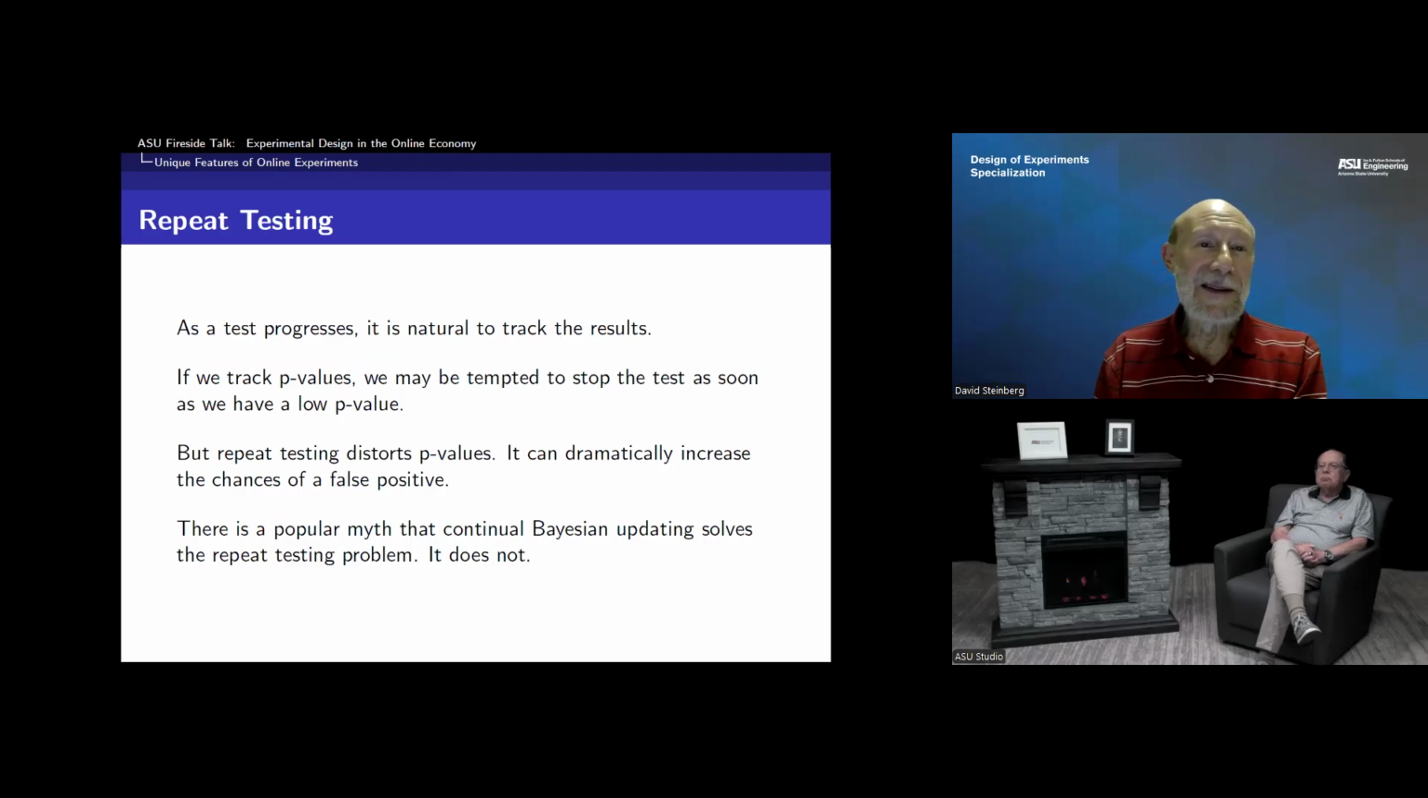Repeat testing. So what happens? You're running these tests and it's going on online across time. And as time goes on, you get more and more results. And of course, what do you want to do when you're getting results? You want to look at them, right? So you peek as you're going along.